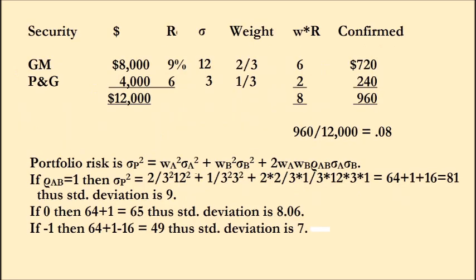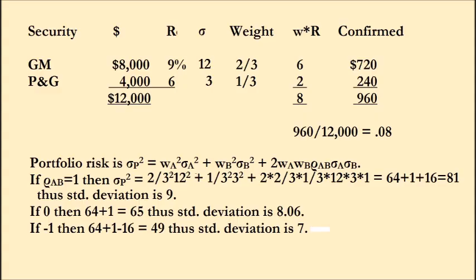Let's do a 2-case example. Say we got GM and Procter & Gamble, $8,000 in GM, $4,000 in Procter & Gamble. First we got to do is figure out the weights. That's the fraction of the total computed by the dollar amounts in each over the total dollars. So that's 2/3 in GM, 1/3 in Procter & Gamble, and we can figure out the returns easily by taking the weighted average, and we can even confirm that amount if we had done it the accounting way, and sure enough the total divided by the investment portfolio total is also 8%.